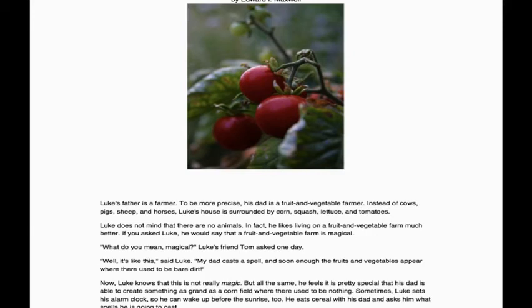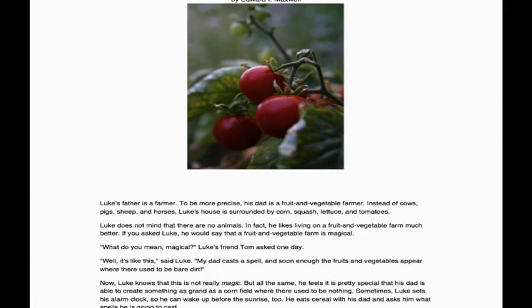"My dad casts a spell, and soon enough the fruits and vegetables appear where there used to be bare dirt." Now, Luke knows that this is not really magic, but all the same, he feels it is pretty special that his dad is able to create something as grand as a cornfield where there used to be nothing. Sometimes, Luke sets his alarm clock so he can wake up before the sunrise too. He eats cereal with his dad and asks him what spells he is going to cast.